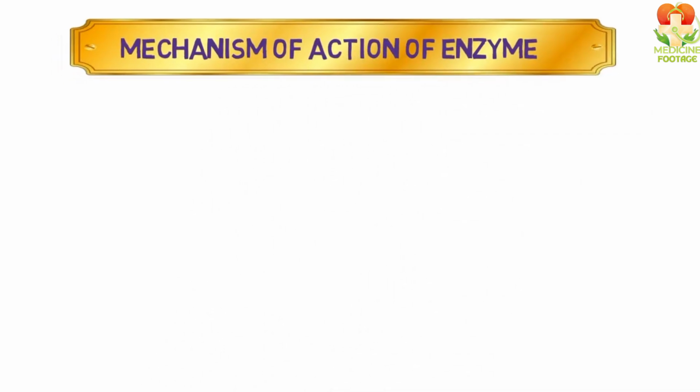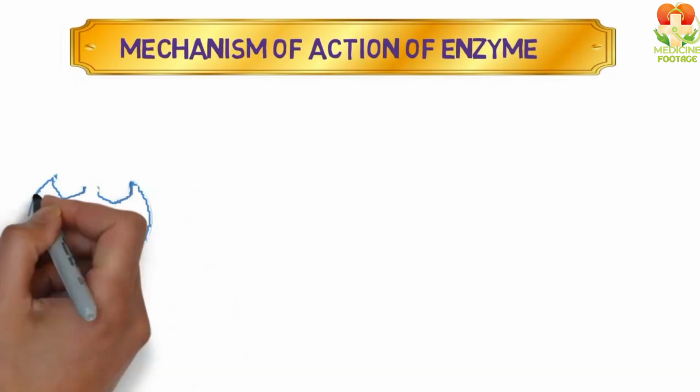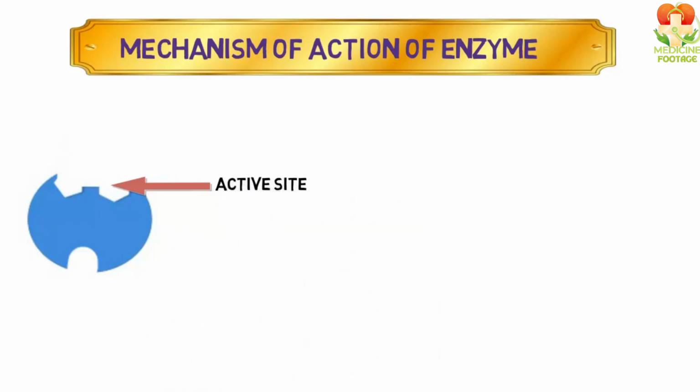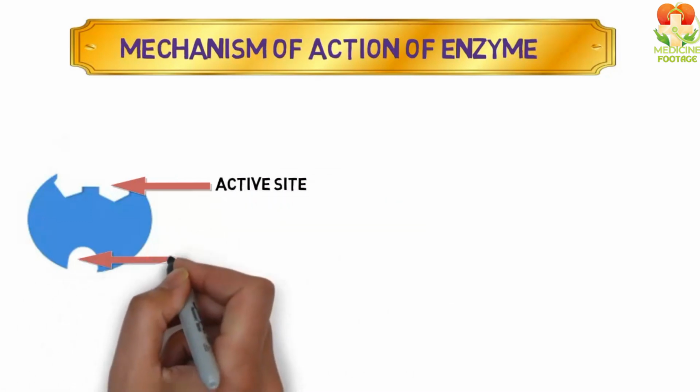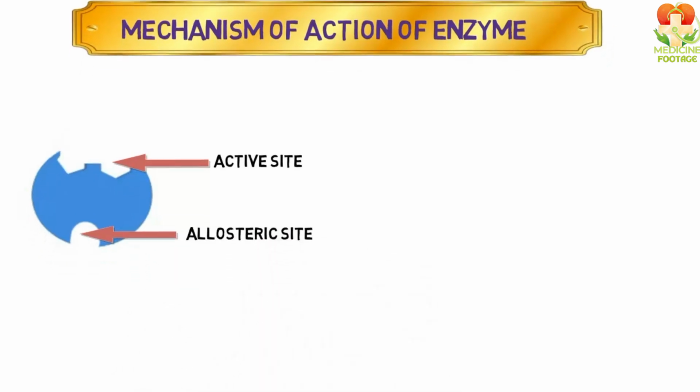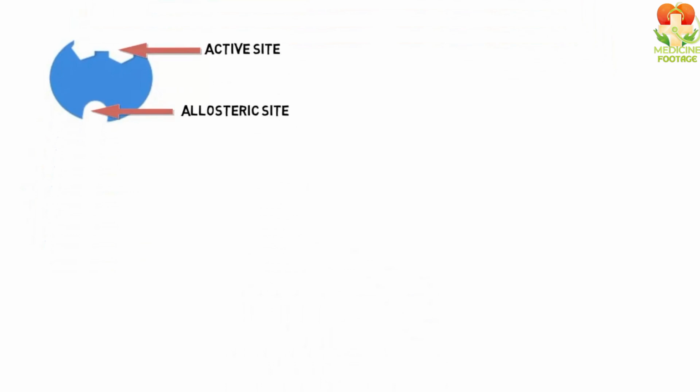I have created an animation to make it better understood here. You can see the enzyme here, and this site is the enzyme's active site. The site you see below or opposite the active site is the enzyme's allosteric site. To proceed further, let me give you a little definition of active site and allosteric site.